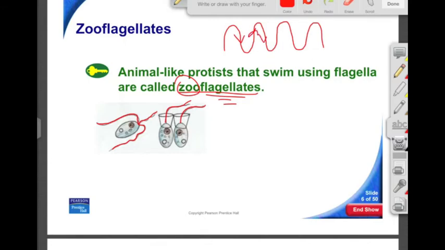Now cilia and flagella can both be used this way, this back and forth type motion. You get the idea. Almost like the way when you watch a salmon swim back and forth. Cilia and flagella do the same thing. It's just that flagella are longer.